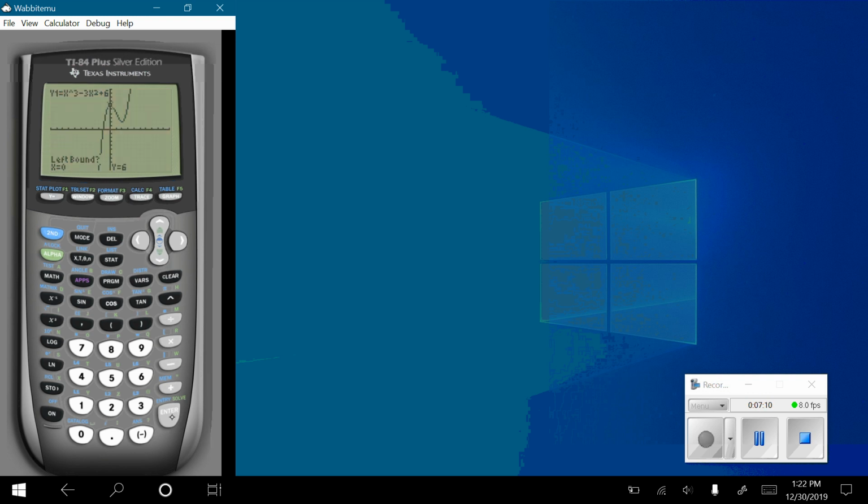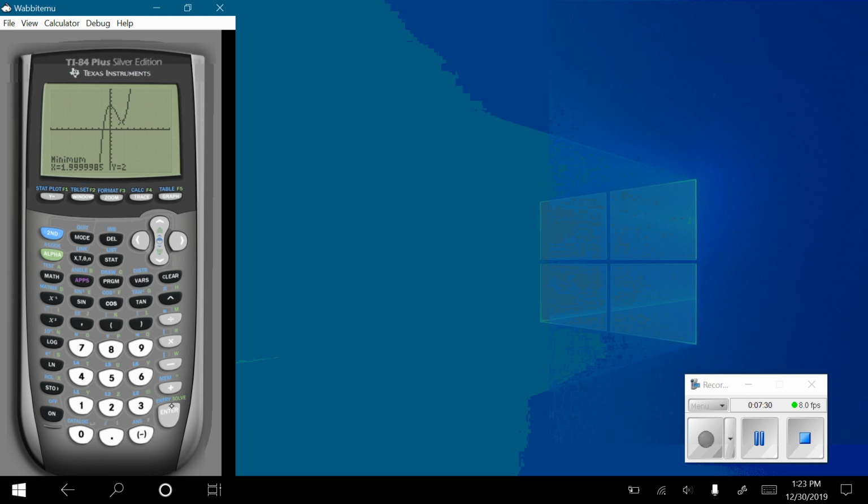Again, read what the calculator is asking you, and it makes a lot of sense. Left bound. Okay, it wants me to put a left bound. I want to go a little bit to the left of where I think the minimum is. Right bound. Go a little bit to the right of where the minimum is. Hit enter. Guess where you think the minimum is. Hit enter. It's going to tell you where the minimum is.